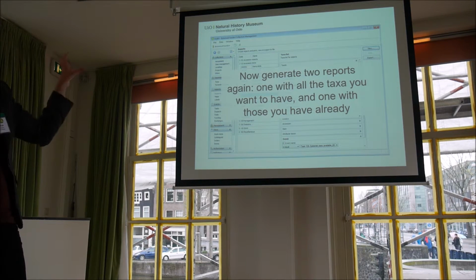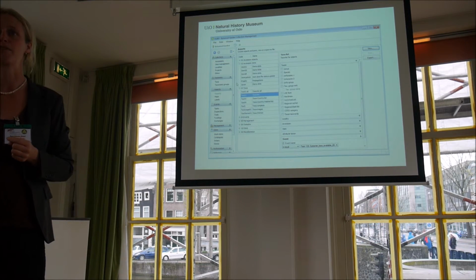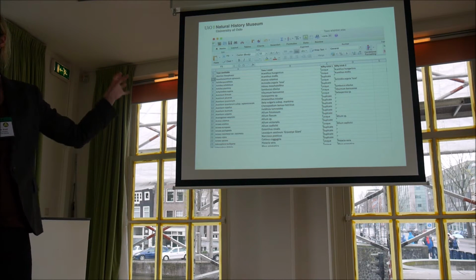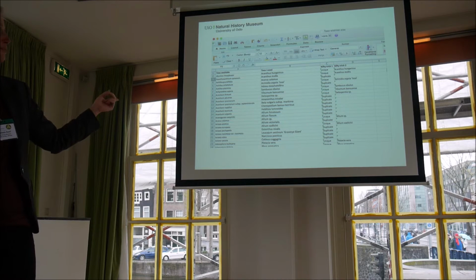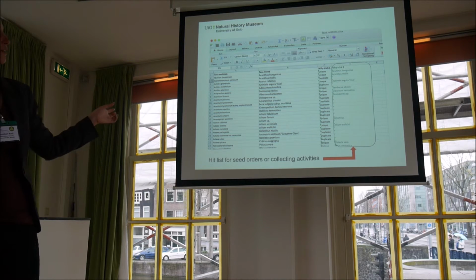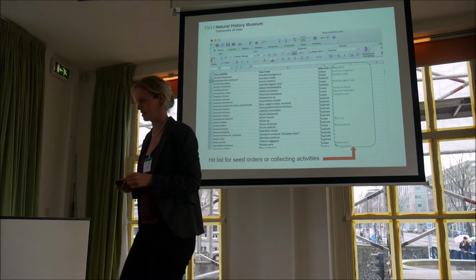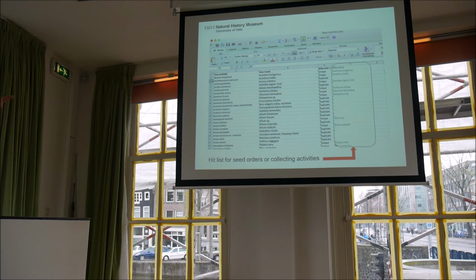Then what you do is you generate two reports, one with all the taxa that you want to have, and one with those you have already, and you do a similar thing of subtracting one list from the other in Excel, because one of them is a subset of the other. And then you will get an overview of all the taxa that you still need to get that were on your list, but you actually don't have accessions of yet. And that is a list that you can then distribute to other people working in your garden, or keep yourself for going out and collecting things, or finding things on seed orders, which is another thing that could be made more efficient, but we'll get into that.